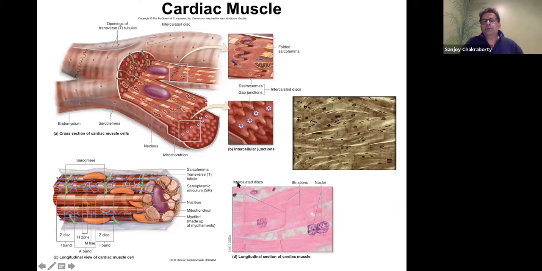Under the microscope, we call them intercalated discs. So the question is, what is an intercalated disc? The answer is they're nothing but the gap junctions between two cardiac muscle cells. So that's the biggest difference between skeletal muscle and cardiac muscle. If you see a slide under the microscope, just by identifying intercalated discs, you should be able to identify cardiac muscle, because skeletal muscle, although it has a banded pattern, does not contain any intercalated discs.